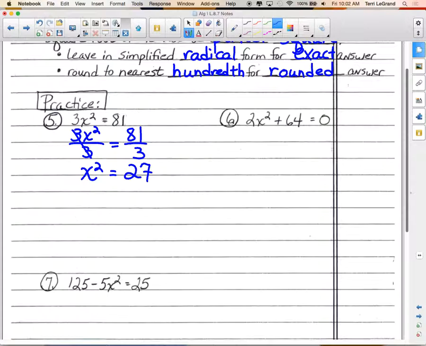All that ends up happening is now the square term becomes a perfect square, and the other side's not a perfect square. But that doesn't matter. We're going to take the square root of x squared, and we're going to take the square root of 27.